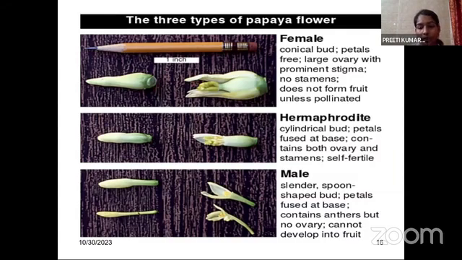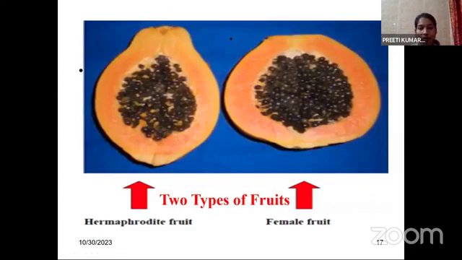So we can look, the first one is the female flower, bulbous as we have studied, then the hermaphrodite one, and the male one carrying only the stem and part. So this is the female fruit as it has the bulbous flower. The fruit is big and huge, and the hermaphrodite is a medium one.